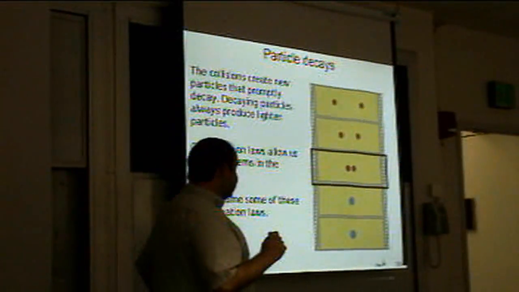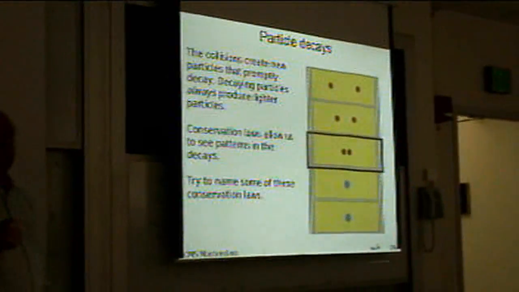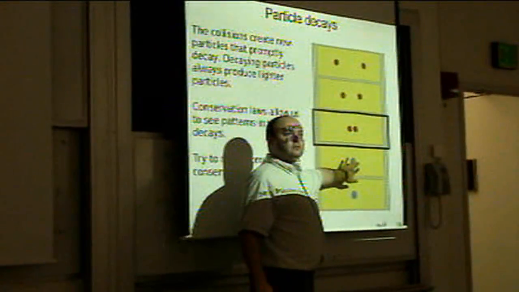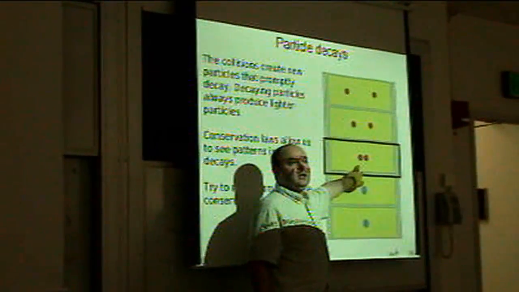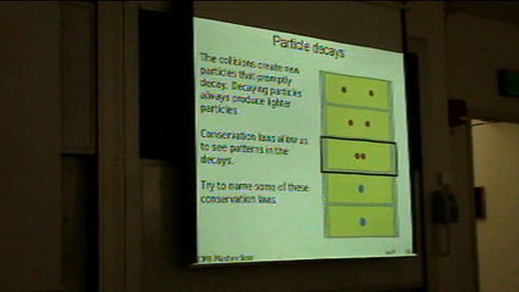Mass. In this case, that's not quite true. Mass actually doesn't have to be conserved. You can convert some of the energy, some of the velocity, if you want, of this initial particle into more mass for the outgoing ones.